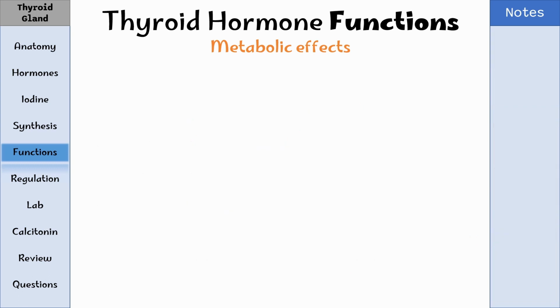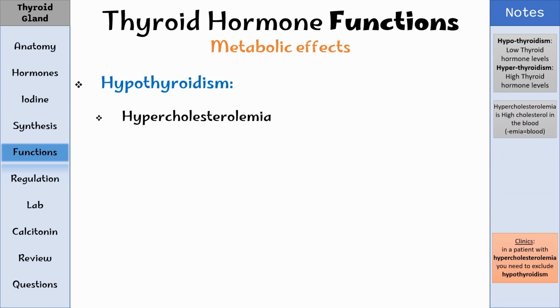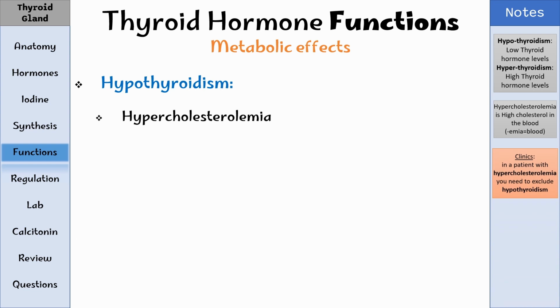So if we have a quick look at the lab features of hypothyroidism and hyperthyroidism concerning these effects, in hypothyroidism we see hypercholesterolemia because the fat metabolism slows down and the cholesterol levels rise. In hyperthyroidism we see hyperglycemia because carbohydrate metabolism speeds up and there is more glycogenolysis and gluconeogenesis.